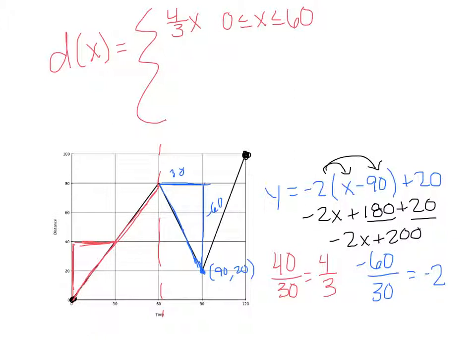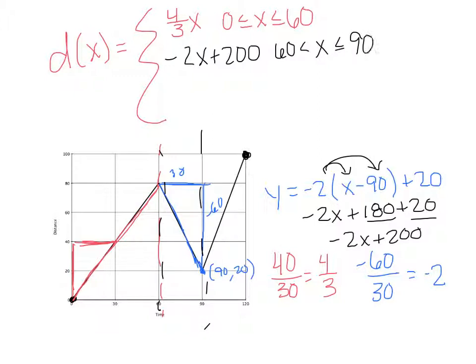Which sort of makes sense if we look at our graph. It's going to hit the y-axis at some point. It's going to hit it way up there at 200. So that's the rule I'm going to use because I happen to like slope-intercept form. So negative 2x plus 200 is the rule for the second part of the graph. And that part of the graph is going to go from 60 to 90. So from 60, and I'm not including it because I already included it in the other one, all the way up to 90.